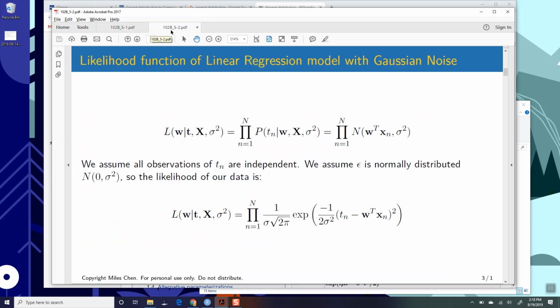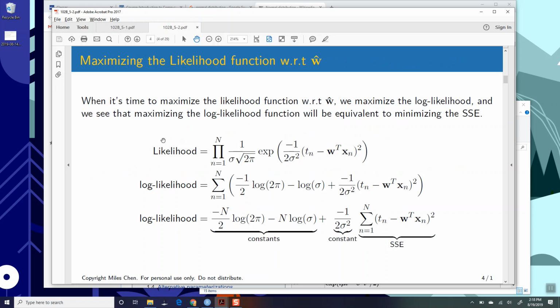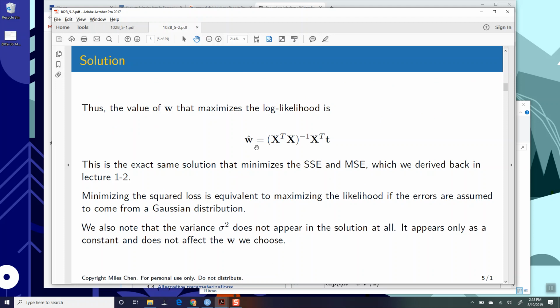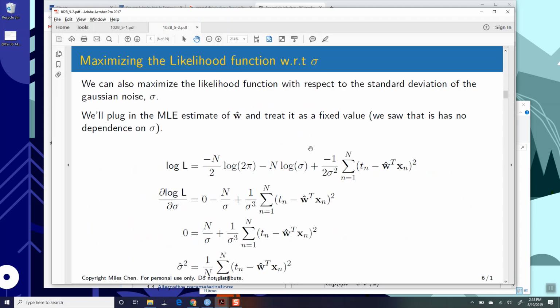All right, so this is kind of where we left off. We said the values that maximize the likelihood will be the value that minimizes the sum of squared errors. And so here is, what if we wanted to maximize the likelihood with respect to sigma? In the earlier thing, we found that the answer W hat doesn't depend on sigma, but what if I wanted to maximize my likelihood with respect to sigma?